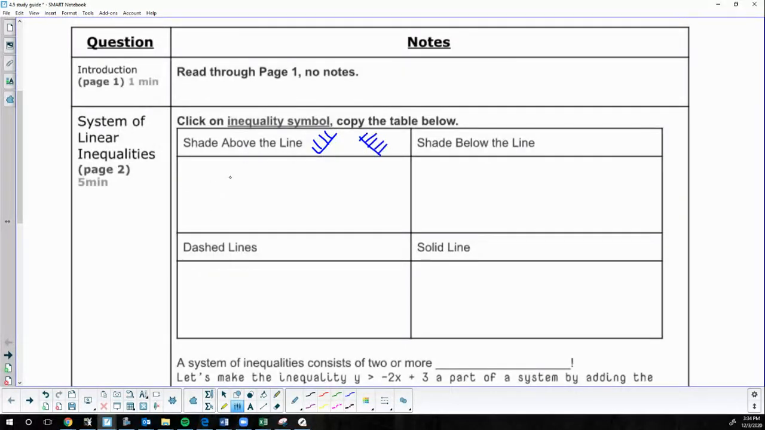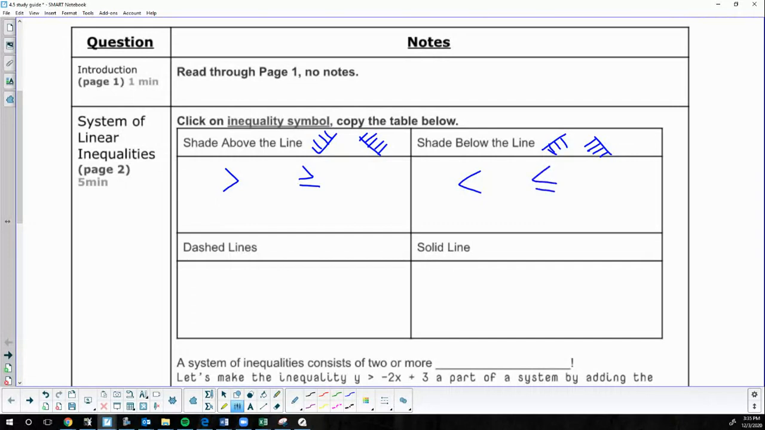You shade above the line when you see the greater than symbol or the greater than or equal to symbol. Then sometimes we shade below the line. So it'll look something like that, depending on the angle of the line. That's when you see the less than or equal to symbol.